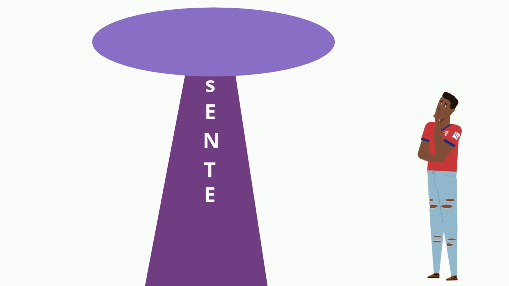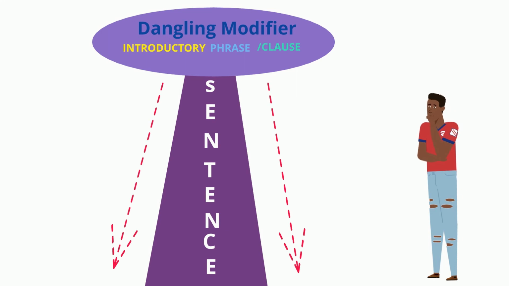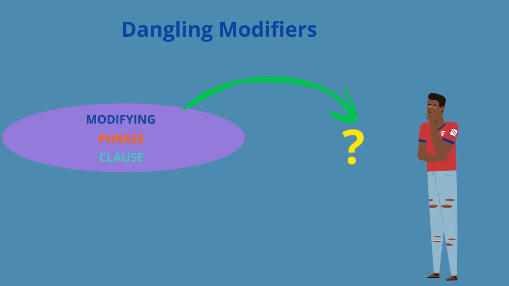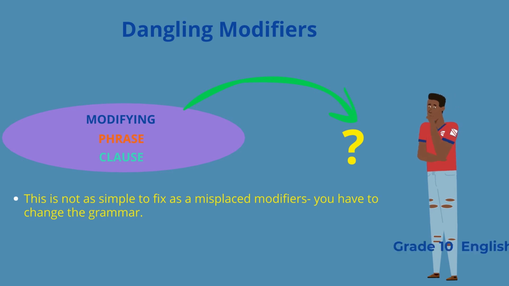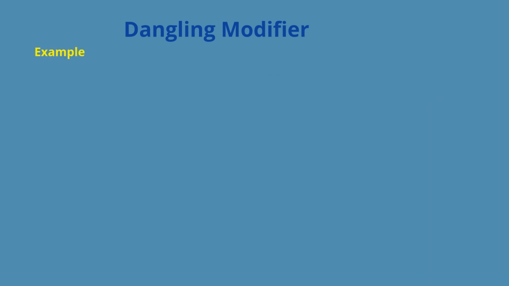Dangling modifiers. You get a dangling modifier when you use an introductory phrase or clause that doesn't logically refer to the rest of the sentence. In other words, the modifying phrase or clause has nothing to modify. This is not as simple to fix as a misplaced modifier. You have to change the grammar somewhat. Take a look at this sentence.